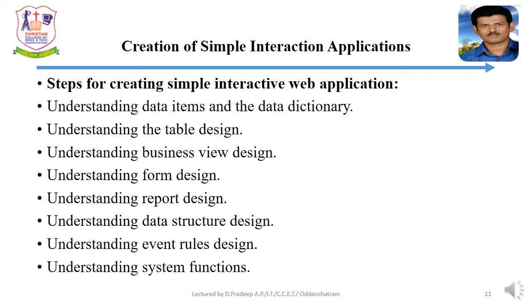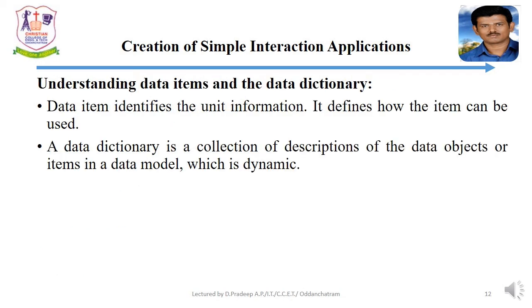There are several steps for creating a simple interactive web application. First step: understanding the data items and data dictionary. A data item identifies a unit of information. It defines how the items can be used. A data dictionary is the collection of descriptions of the data objects or items in a data model, which is dynamic. Any changes in the data items are effective immediately for all applications that include the data items.